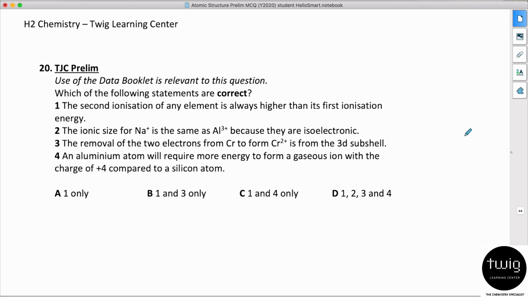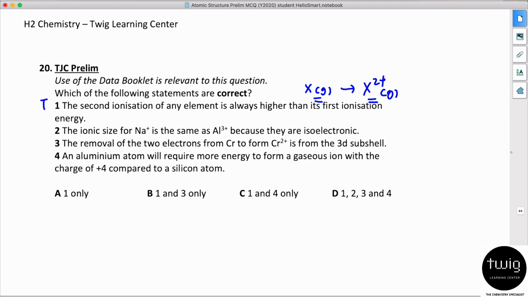Okay, the second IE for any element is always higher than the first IE. They say, which of the following is correct? So yep, from X gas to X2+ gas. As you keep removing electrons from a certain element, it becomes more and more positively charged, right? Once it becomes more positively charged, it's going to be more difficult to remove the electron. So the second IE definitely will be higher than the first IE. So this is definitely correct, true.